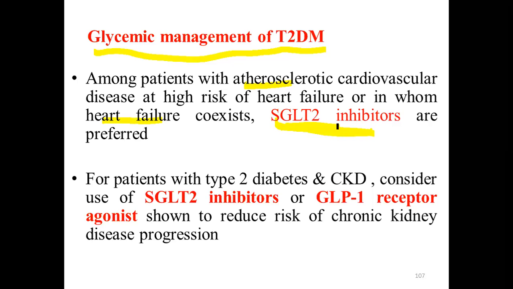Secondly, when a patient has type 2 DM plus CKD, SGLT2 inhibitors or GLP-1 agonists are shown to reduce the progression of the disease because they reduce proteinuria. I've already mentioned that these classes of drugs are renoprotective.